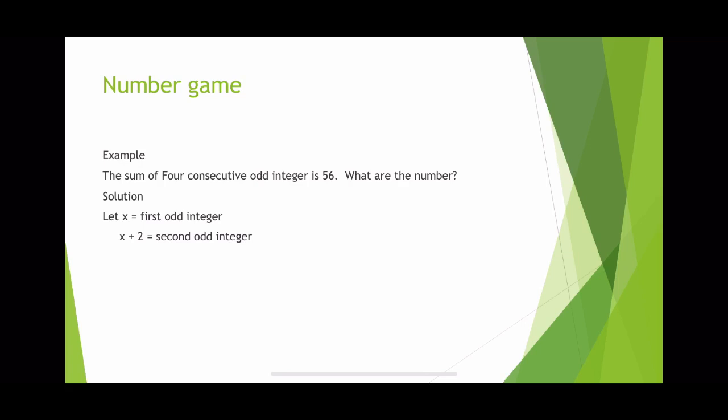So instead, we put x plus 2 for the second odd integer. For the third odd integer, we let x plus 4. The same, we cannot put x plus 3 because it will become an even number. So we put x plus 4 for the third odd integer, and for the fourth odd integer, we let x plus 6.